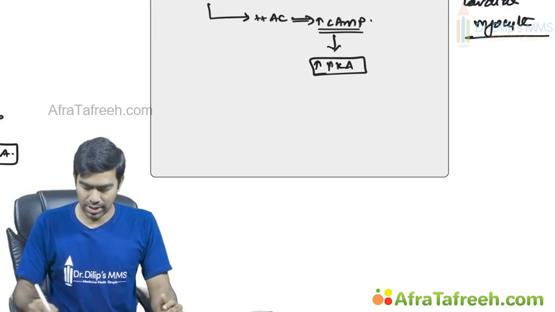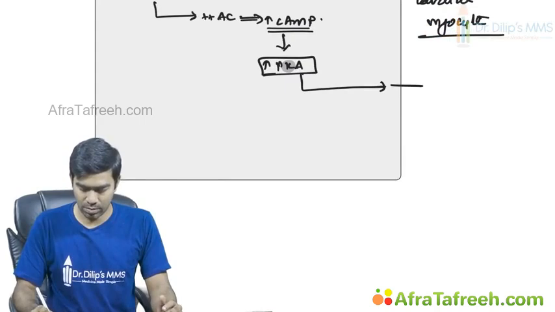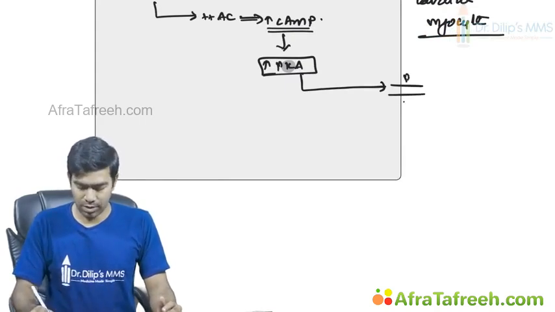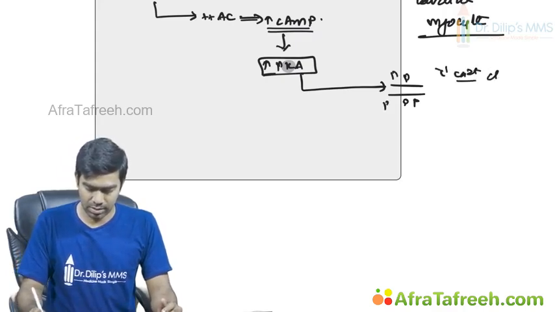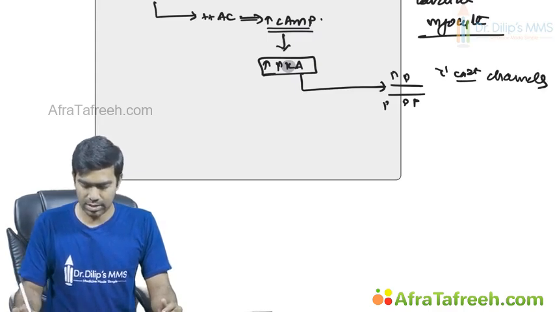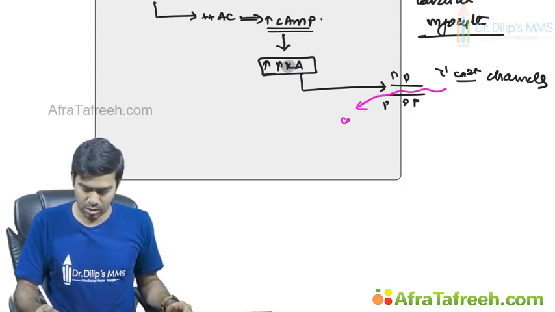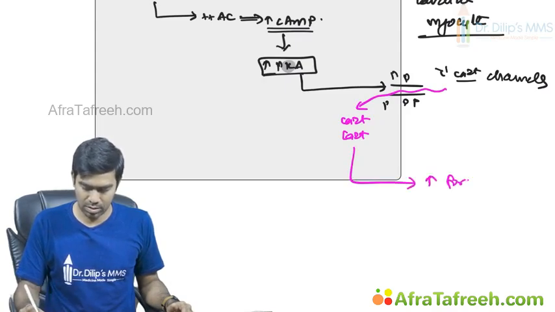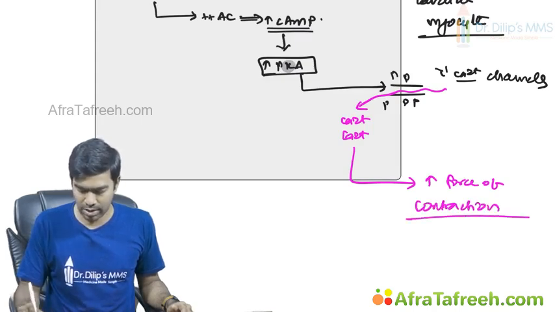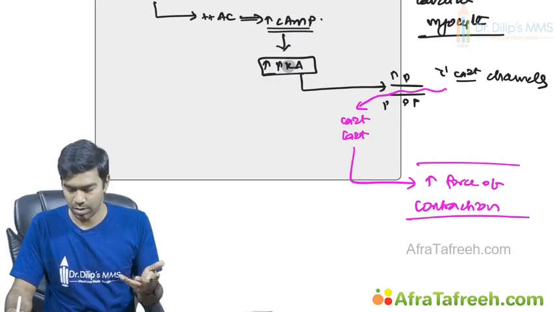So we know this is a kinase, protein kinase A. So what is this kinase going to do? This kinase is going to phosphorylate certain channels. These are called L-type calcium channels. They're going to phosphorylate this channel. This phosphorylation of these channels means activation of these channels and more calcium influx into the cell, causing improved contraction of the cardiac myocyte. Clear?